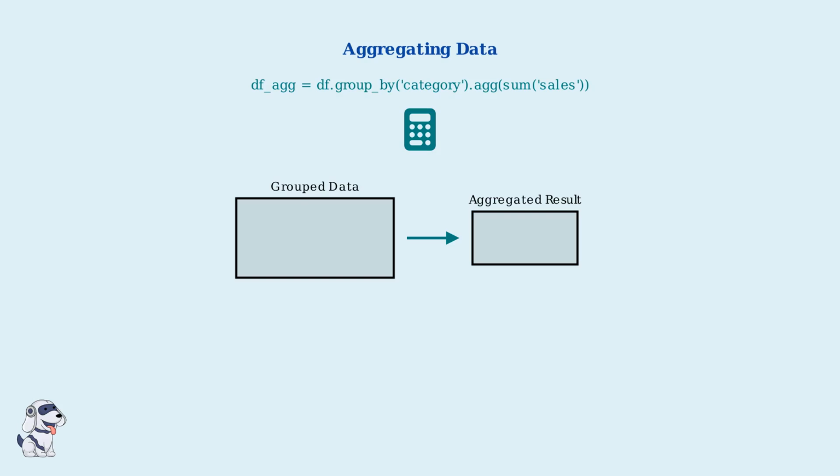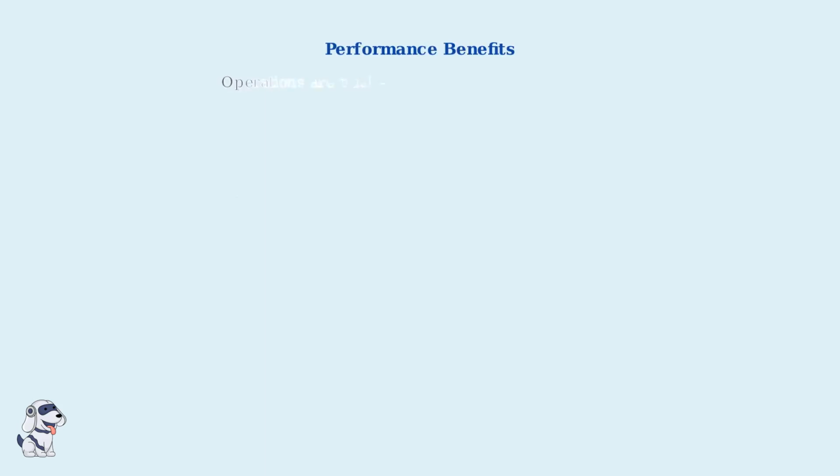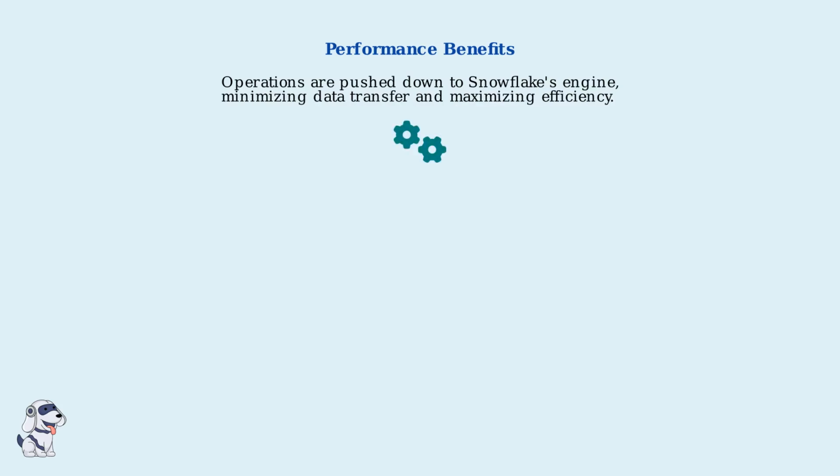Use group by to organize data by categories, then apply aggregation functions for summary statistics. The key advantage of Snowpark DataFrames is push-down execution. Instead of moving data to your local machine, all operations run directly in Snowflake, providing better performance and security.